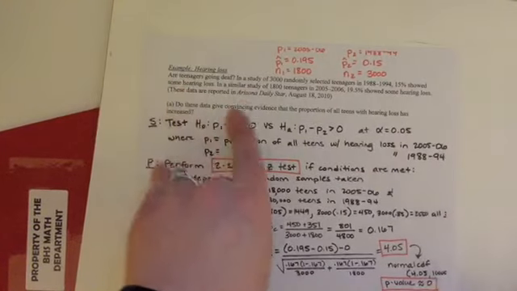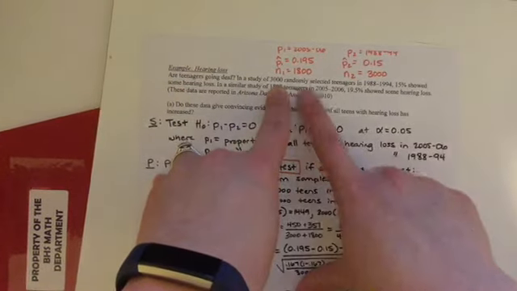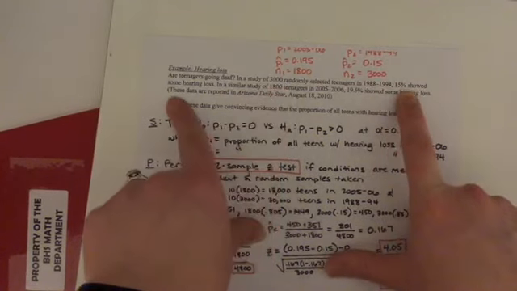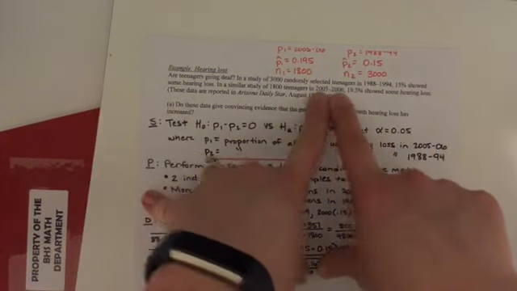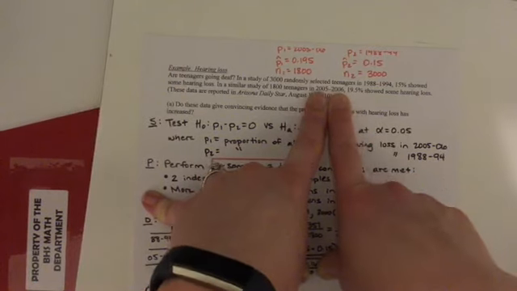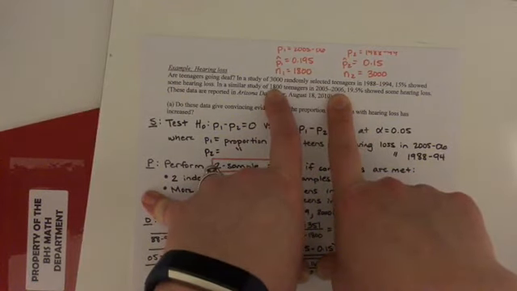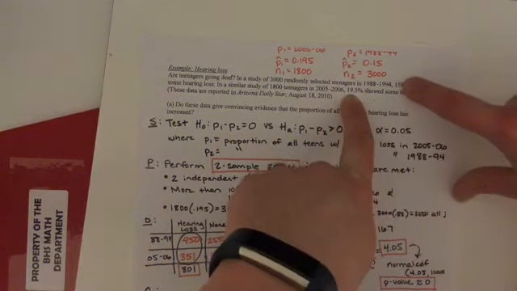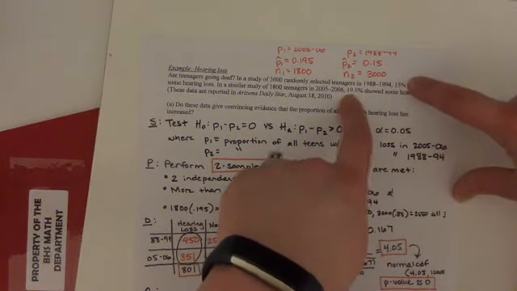Let's try a problem. So this is a fun little scenario. Are teenagers going deaf? The answer is yes. In a study of 3,000 randomly selected teenagers, so we have an older study, 15% showed some hearing loss, and then we do a much more modern, but still kind of old, test with fewer teenagers, so the sample is a little bit smaller, and we get 19.5. So what we're going to test is, is this difference really significant?